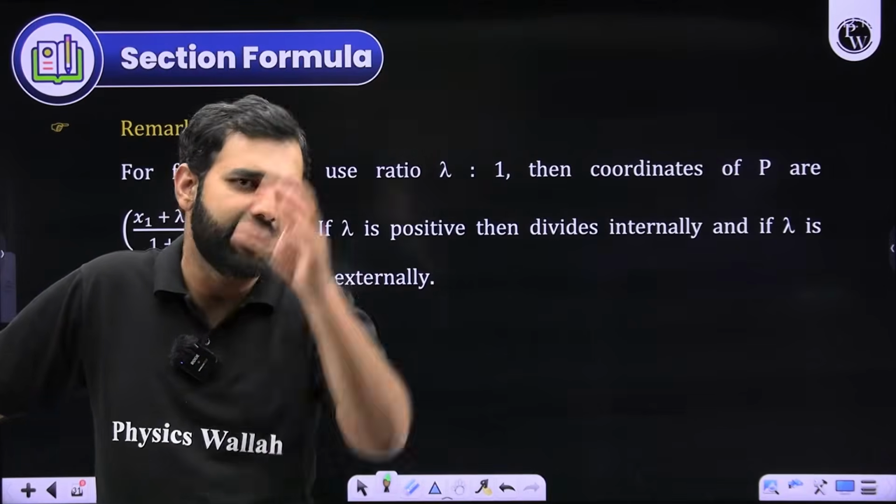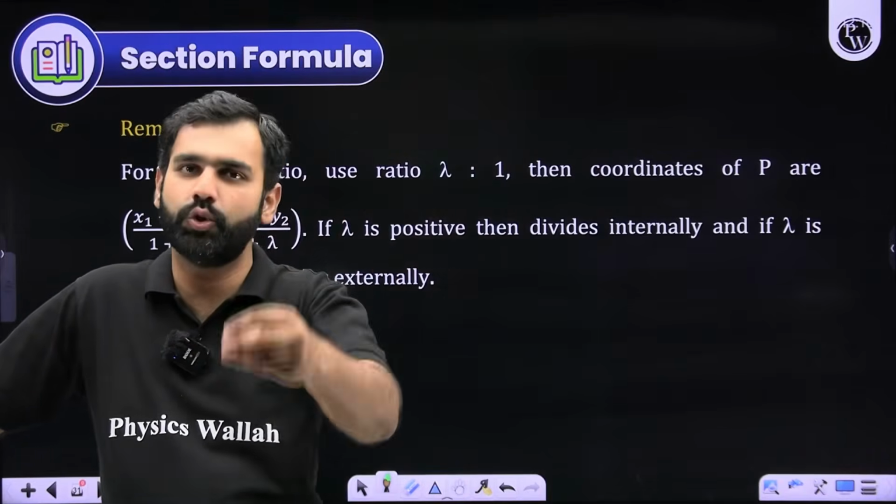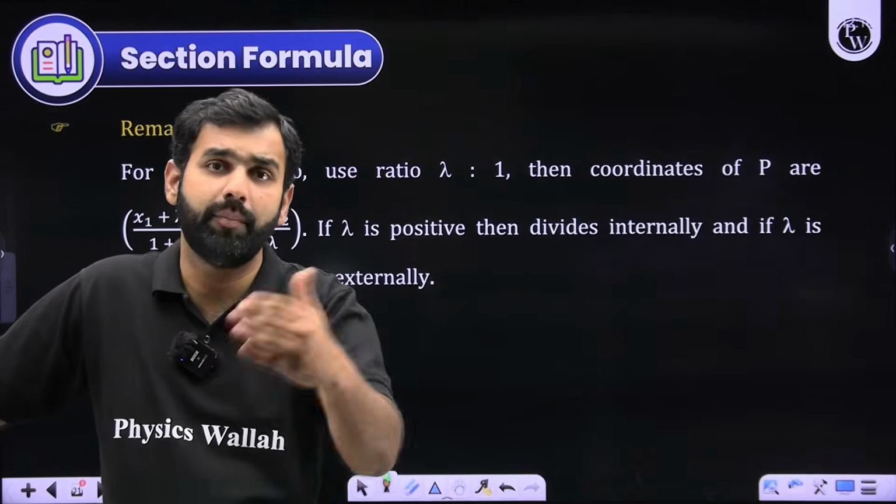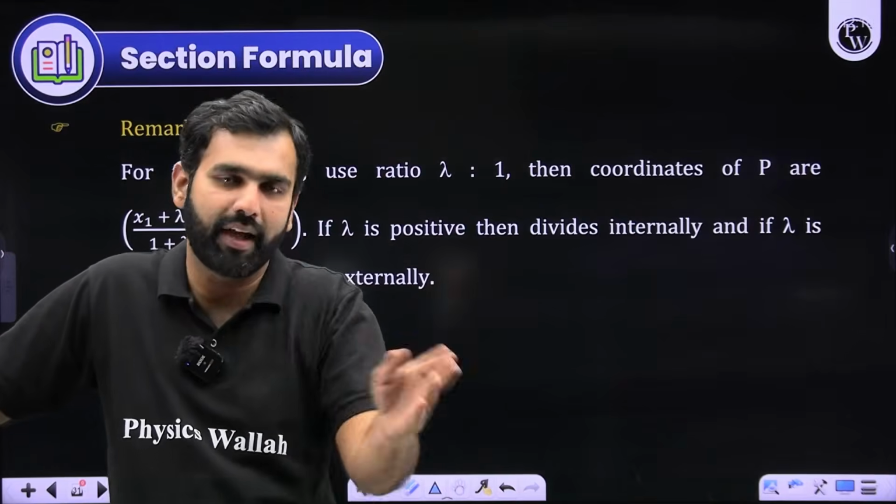Because let's say finally after solving the question, you get lambda as 3 is to 2. You get lambda is to 1 as 3 by 2. So lambda is to 1 means what? M is to n, which means 3 is to 2. I hope you're understanding it.